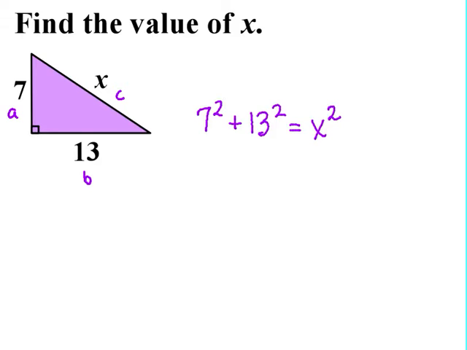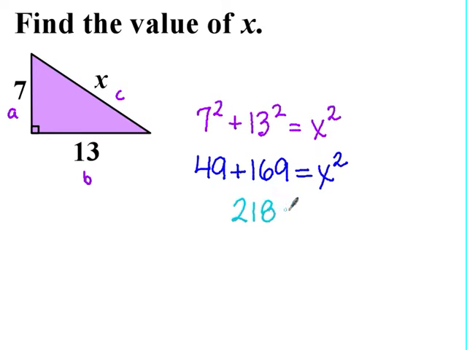Now if I calculate that, I get 49 plus 169. That's going to equal x squared, right? What do you end up getting when you take 49 plus 169? 218. How do you undo a square? Square root. Now normally whenever we undo a square, we take both the positive and the negative. We don't have to take the negative here. Why? You can't have a negative side.